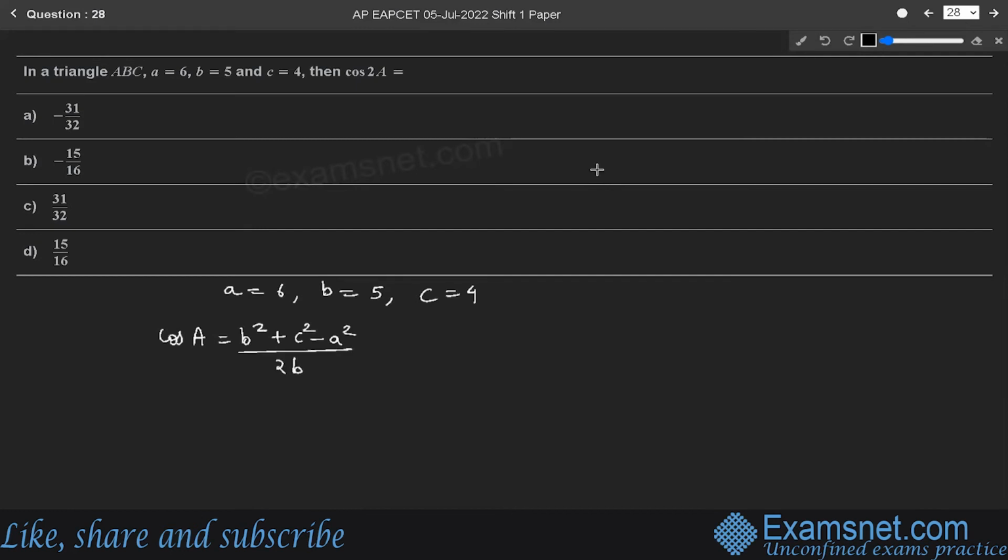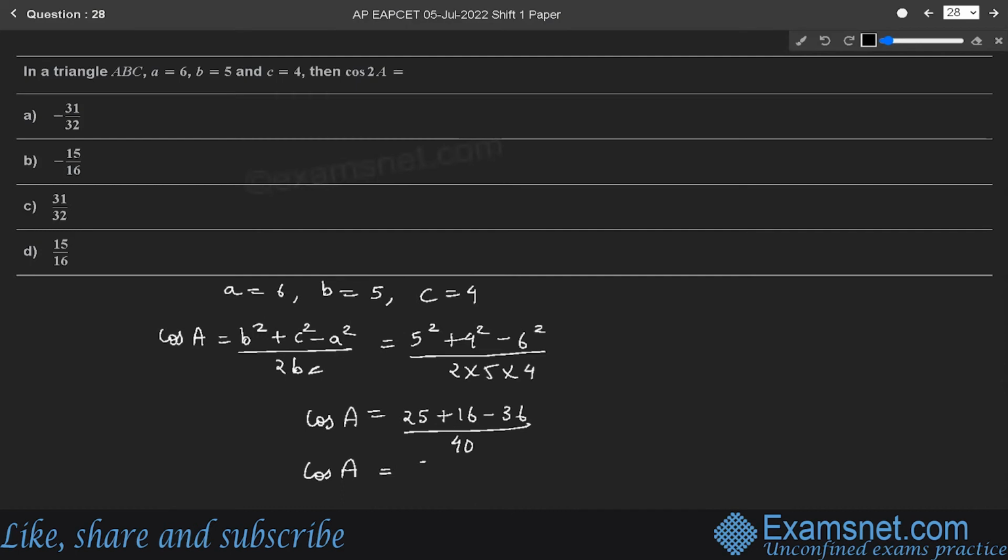divided by 2BC. So on putting the values for A, B and C here, it becomes 5 square plus 4 square minus 6 square divided by 2 into 5 into 4, which is equal to 25 plus 16 minus 36 divided by 5 into 2 is 10 and 10 into 4 is 40. This is the value for cos A. So cos A will be equal to 5 upon 40, which is equal to 1 upon 8. This is the value for cos A.